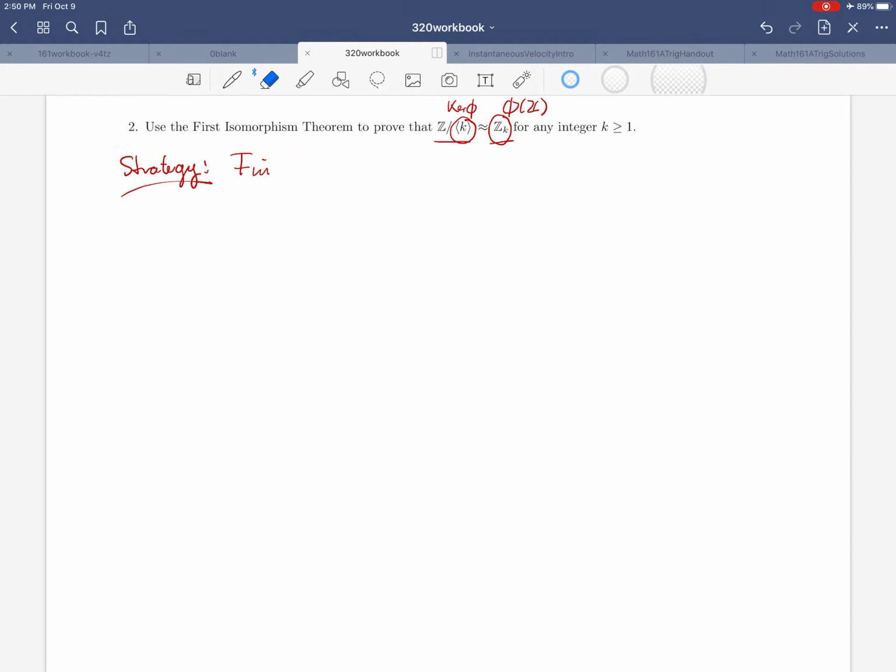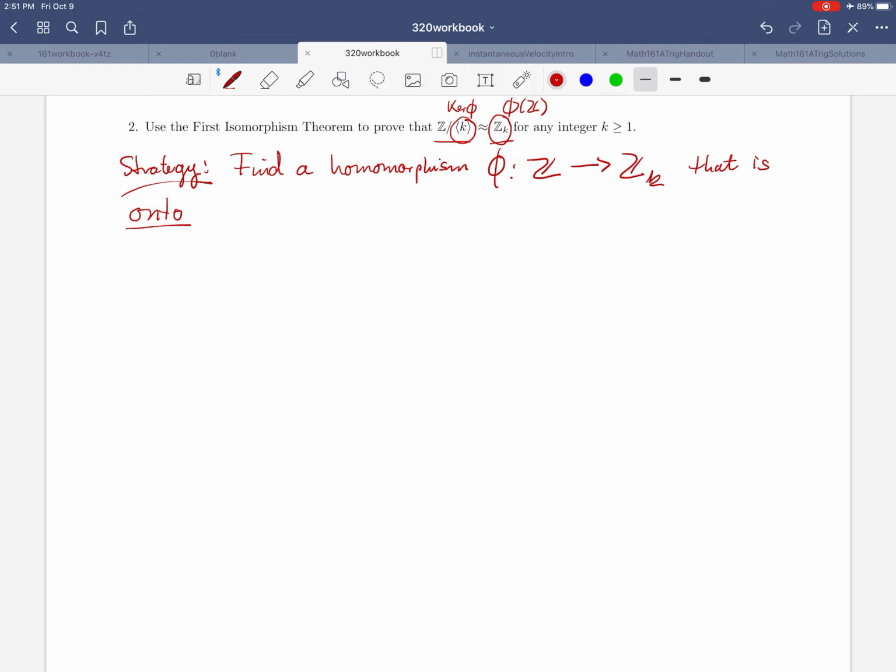So, strategy. Find a homomorphism phi from our main group Z to Z_K that is onto and whose kernel is the cyclic group generated by K. So this is how this is going to work. Okay, can you think of a homomorphism that would do the job?